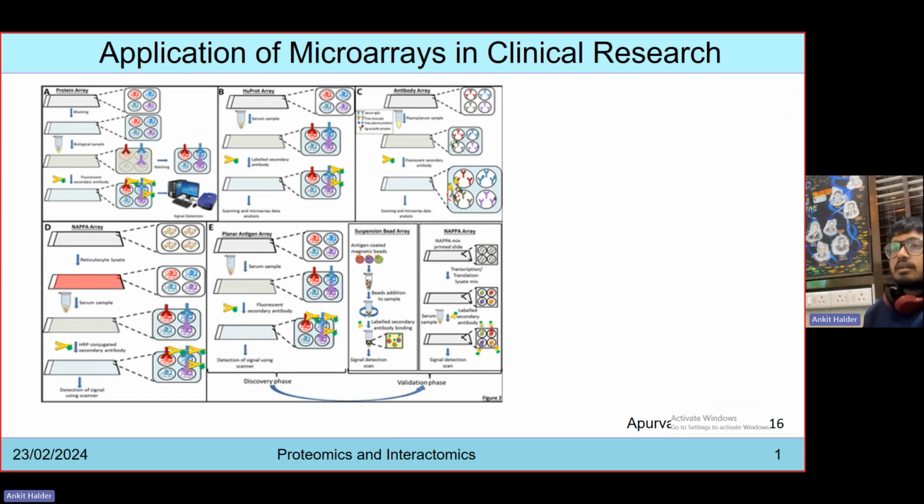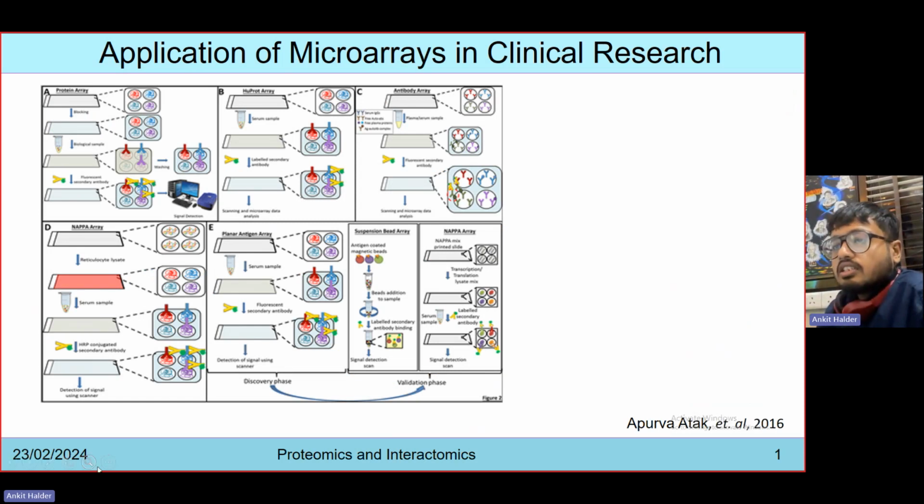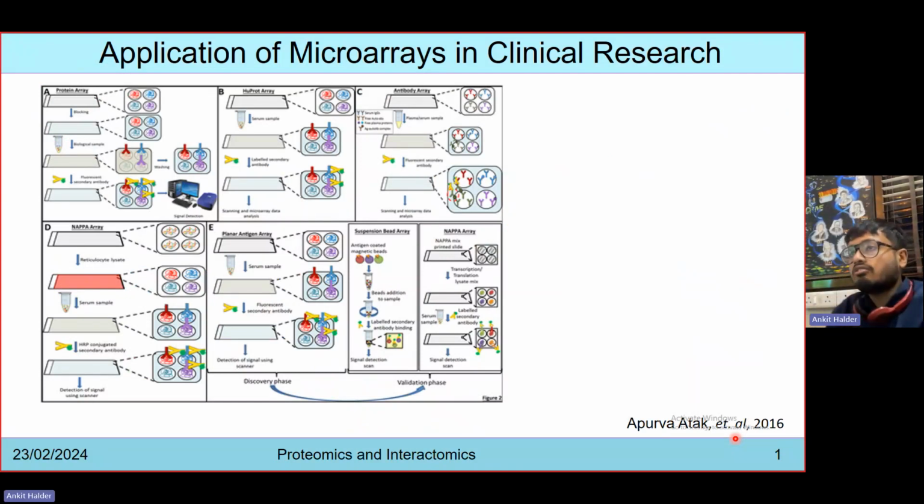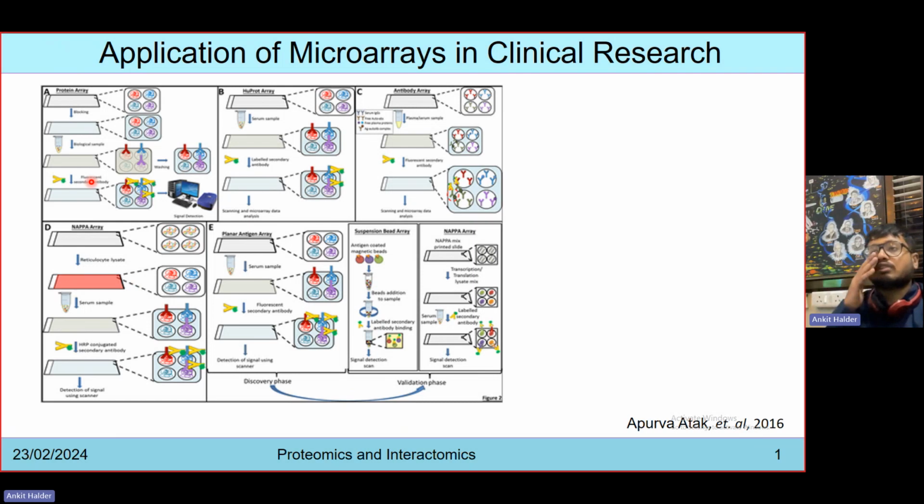So, first thing is the application of microarrays in clinical research. This is from a review paper, which has shown the different arrays and how one can use them for different applications, like the protein arrays and then finding. So this is an overall workflow that you can speak of for understanding and identifying different markers.